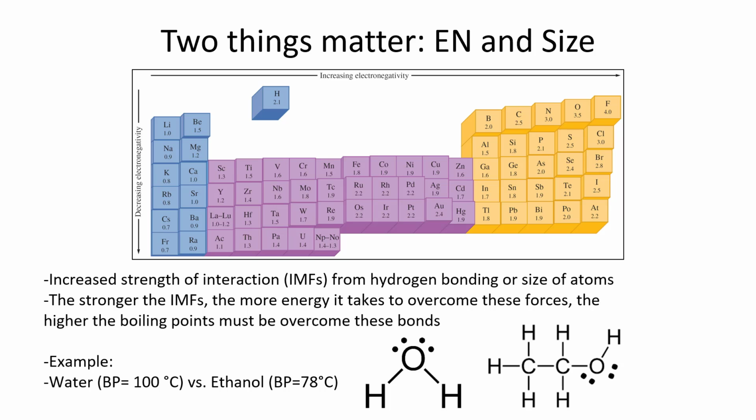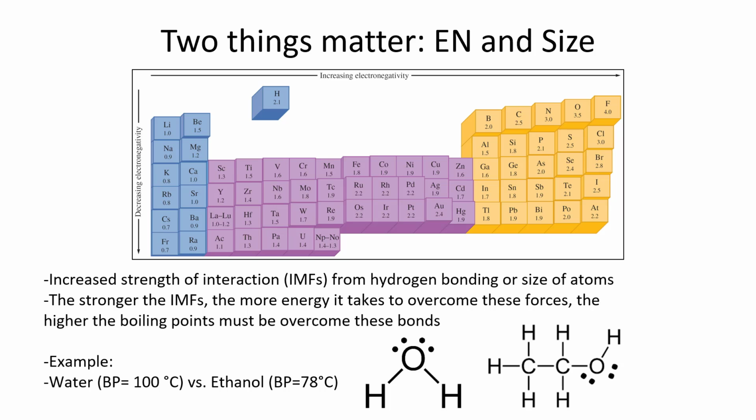An example of this is water versus ethanol. Water has a boiling point of 100 degrees Celsius, while ethanol is much lower at 78 degrees. Just looking at the boiling points, you know the intermolecular forces of ethanol are weaker than water's. Why is that? Oxygen should be able to hydrogen bond in both situations, and they're both polar molecules, so both have dipole-dipole interactions and hydrogen bonding. So why is ethanol lower than water?